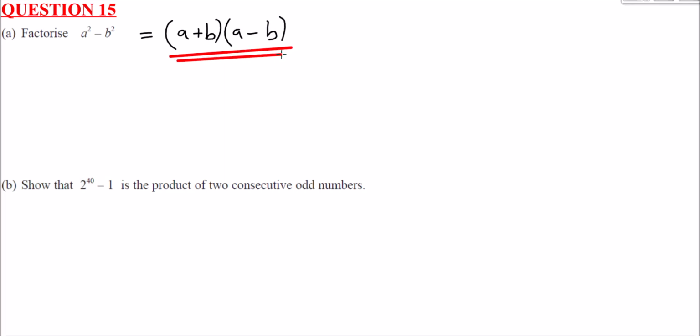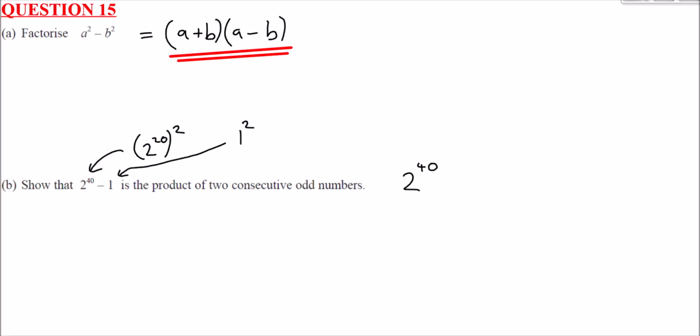Part b of the question relates to part a. We need to show that 2 to the power 40 minus 1 is the product of two consecutive odd numbers. So what we need to do here is use part a to complete the question. This essentially is again a difference of two squares, because 2 to the power 40 you can think of as being 2 to the power 20 squared, and the same as that, 1 is the same as 1 squared.